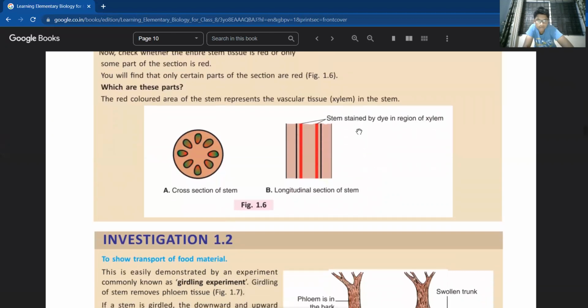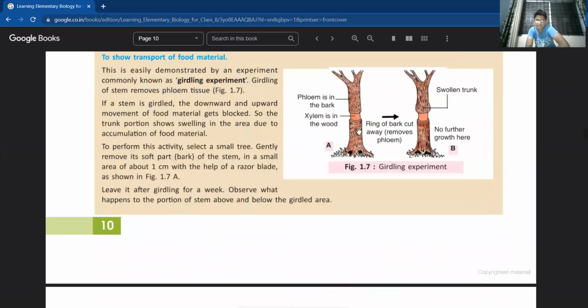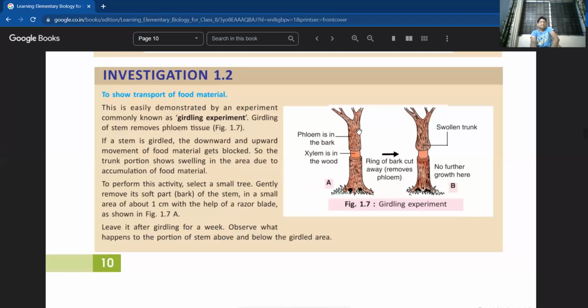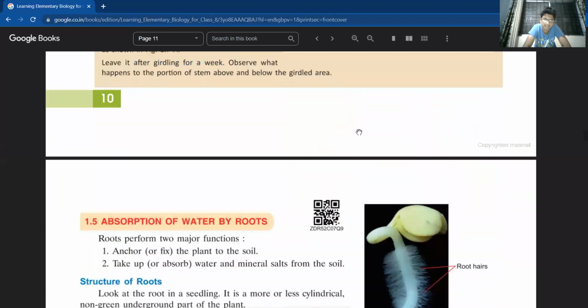To show transport of food material, which is investigation 1.2. This is easily demonstrated by an experiment called the girdling experiment. If a stem is girdled, the downward and upward movement of the food material gets blocked. The trunk portion shows swelling in the area due to accumulation of food material. To perform this activity, select a small tree. Gently remove the soft part of the stem in a small area of about 1 centimeter with the help of a razor blade, as shown in figure 1.78. Leave it after girdling for a week. Observe what happens to the portion of the stem above and below the girdling area.